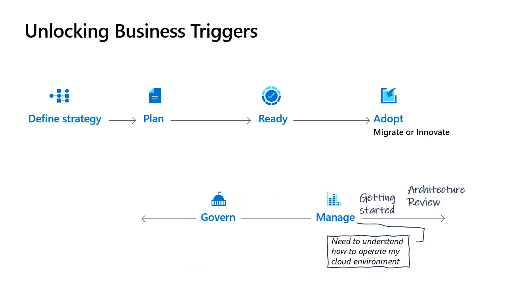And on manage, you need to understand how to operate your cloud environment. So for example, even if it's in the cloud environment, you still need to have operations people making sure that your cloud environment is running smoothly. So how do you get started with that? There are getting started guides, and there are also a number of resources for you to do regular architecture reviews. And a lot of our successful cloud customers are using these tools, for example, to do a thorough and regular review of the way they're using Azure today so that they can uncover efficiencies and ways to optimize their usage of the cloud.